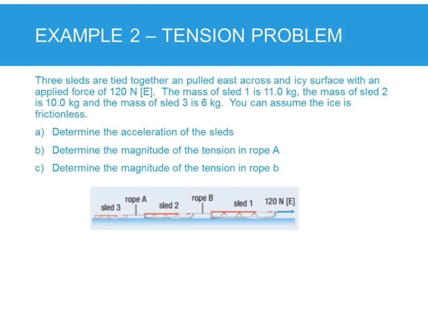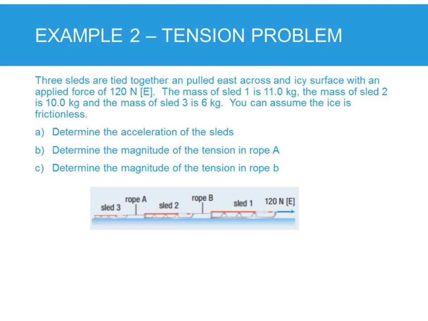So more often than not, you're going to see tension problems where you've got sleds that are connected together or train cars, something of that situation. So in this question, we're looking at 3 sleds being tied together and they're being pulled east. So we have an icy surface. So that means we're going to assume that it's frictionless, which is nice. In just a little bit of time, we're going to be looking at what force of friction does to things.